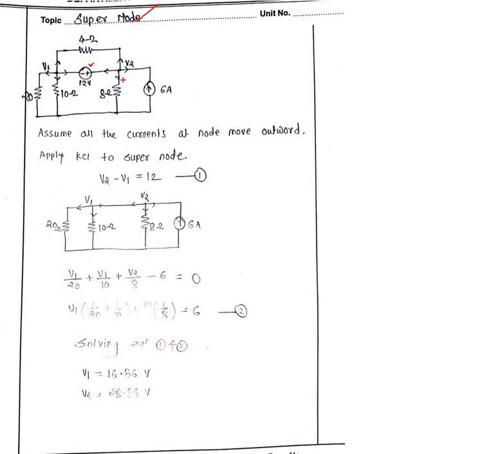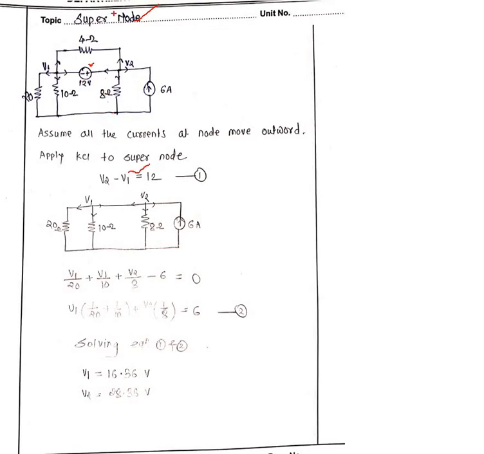Then what do you want to do? Very simple. Step number 1, equation number 1: from the voltage source, from the super node, you write it. Here V1 is there, here V2 is there. Between V1 and V2, 12 volt is mentioned. The plus is near V2. So V2 minus V1 is equal to 12.